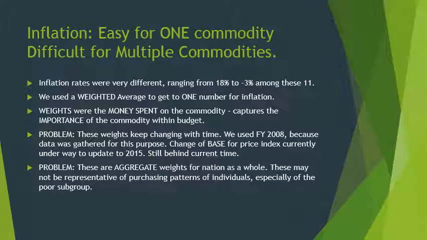The weights that we used were the money spent on the commodity, and that captures the importance of the commodity within the budget. But the problem is that these weights keep changing with time. As we noted, in Pakistan the Bureau of Statistics uses the fiscal year 2008, even though we are calculating inflation in 2018 and 19. So this is a little bit strange. That's because data on the weights requires updating, and this is not easily available. Price data is much more easily available.